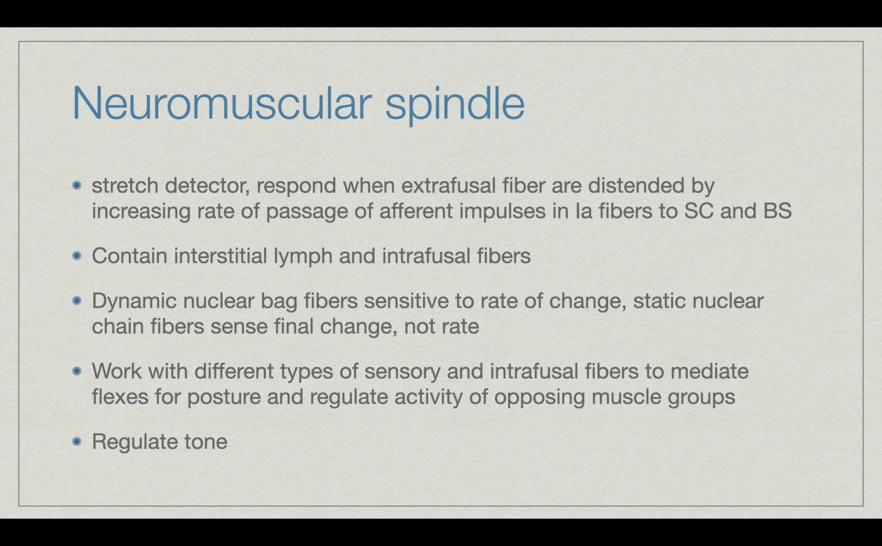They're in 2 different types. The dynamic nuclear bag fibers are sensitive to the rate of change, along with the static nuclear fibers, which will sense the final change, not the rate of change. These neuromuscular spindles work with different types of sensory and intrafusal fibers to mediate reflexes for posture, and they regulate the activity of the opposing muscle group. And they also work in regulating tone.